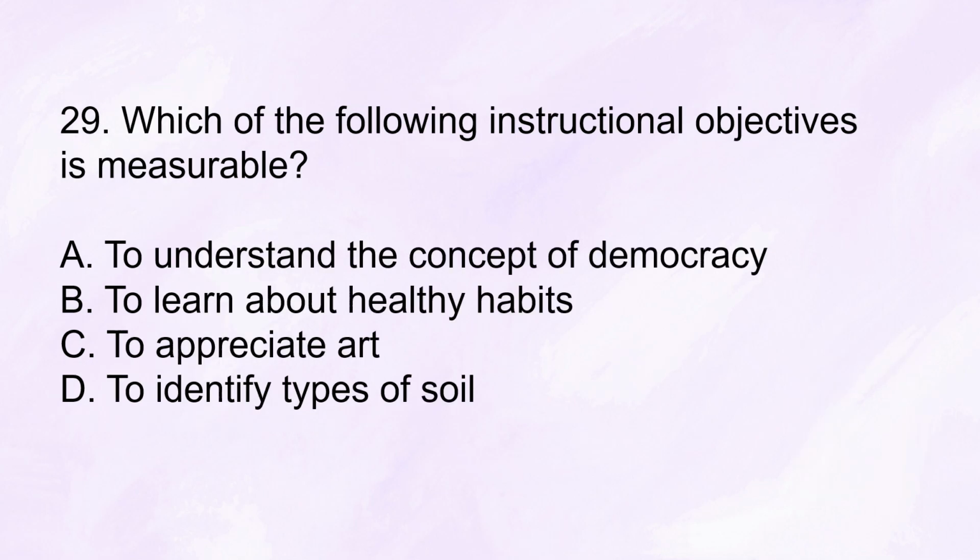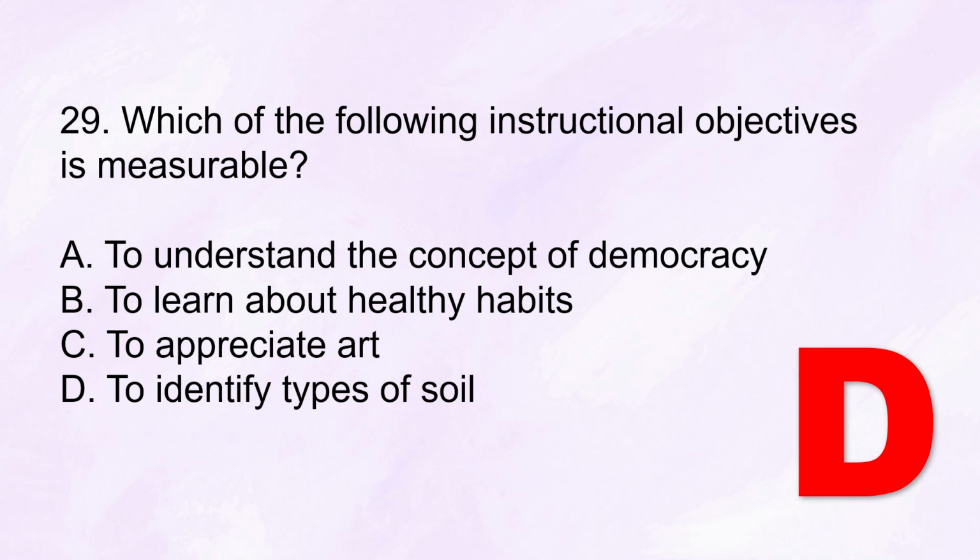Number 29. Which of the following instructional objectives is measurable? Letter A, to understand the concept of democracy. Letter B, to learn about healthy habits. Letter C, to appreciate art. Or letter D, to identify types of soil. The correct answer is letter D, to identify types of soil.